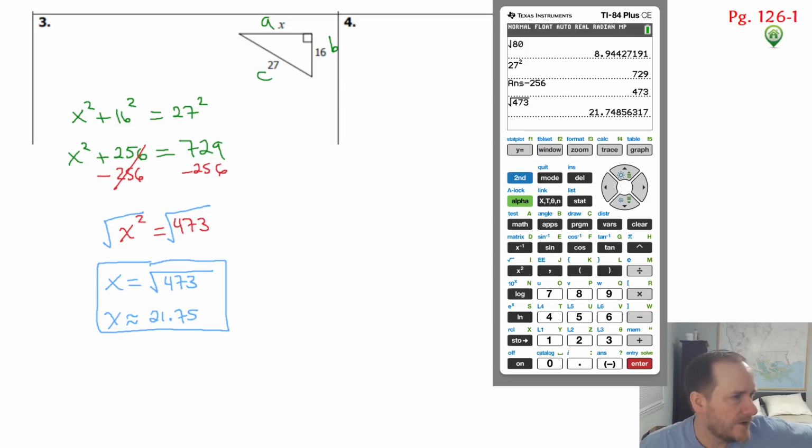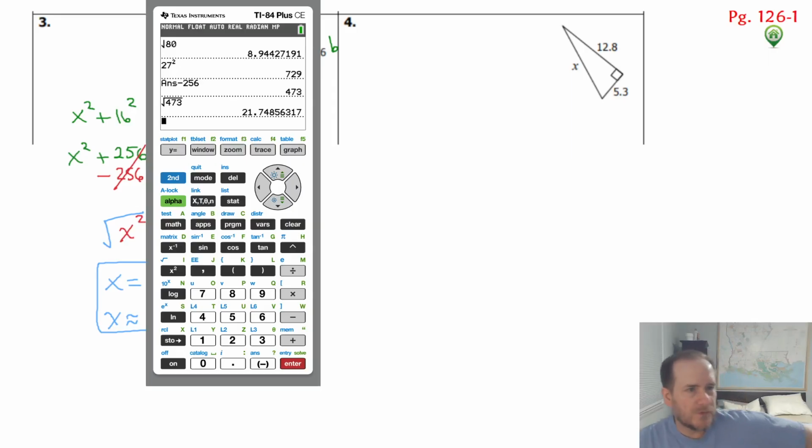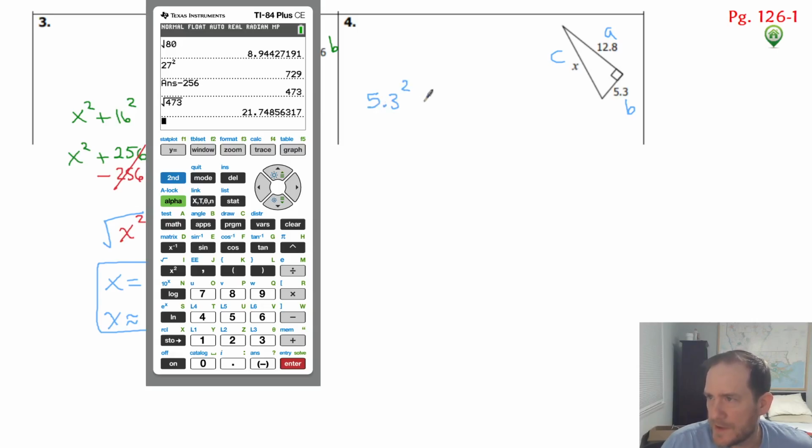Let me move the calculator again. Okay. So now for 4. For 4, we're back to x being our variable and x being our hypotenuse. So the legs are going to be these guys, the 5.3 and the 12.8. So to set this up, you'll probably want to do the 5.3 squared. You'll add to that 12.8 squared and set that equal to x squared.